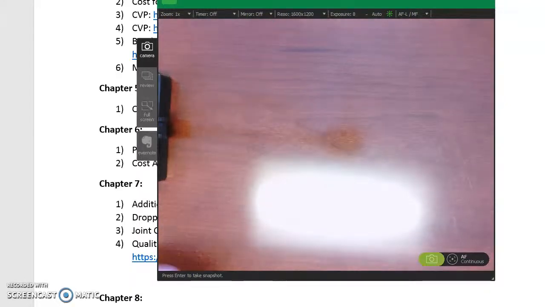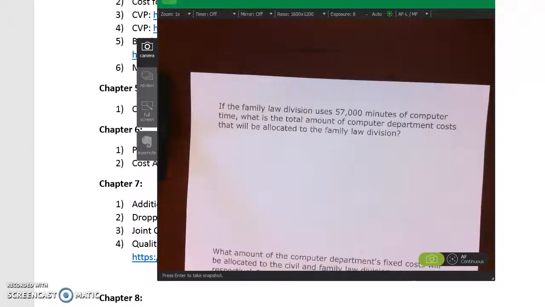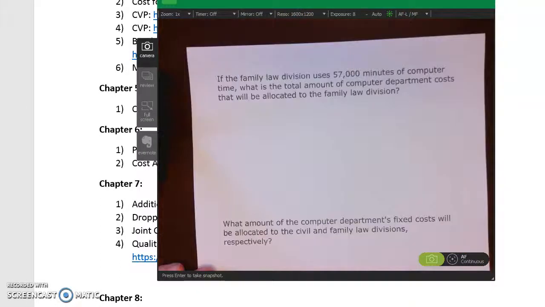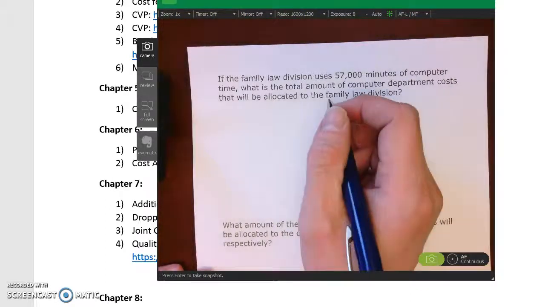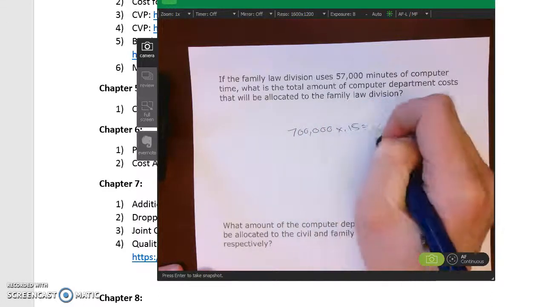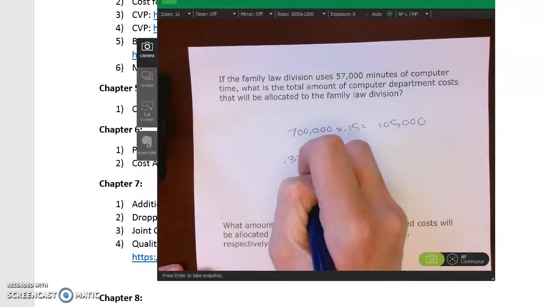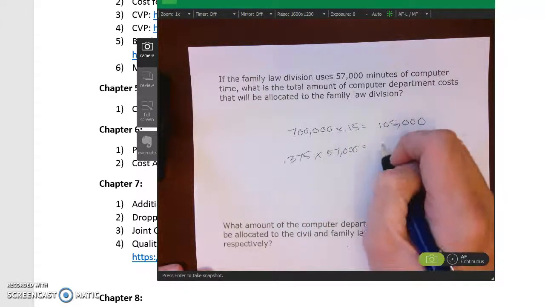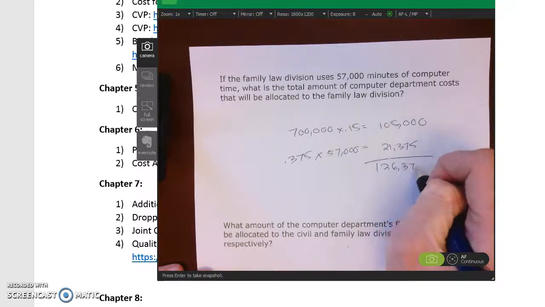So just continuing on, a few more problems right over here. I'm going to do these very quickly. The family law division uses 57,000 minutes of computer time. How much does the family law division get? So you can say over here, our 700,000 in fixed costs, family law gets 15% of those, which gives us 105,000. And then we've already calculated our rate. That stays the same, times the 57,000 minutes equals 21,375. We can add it up, we get 126,375.